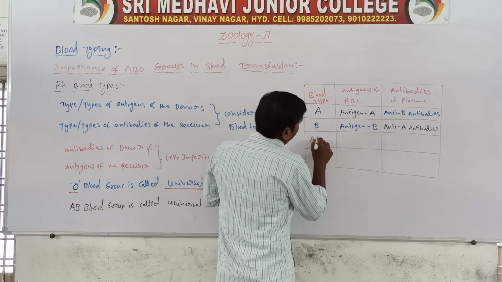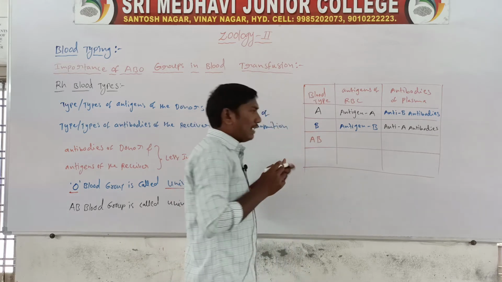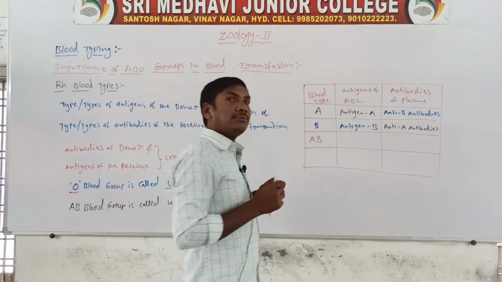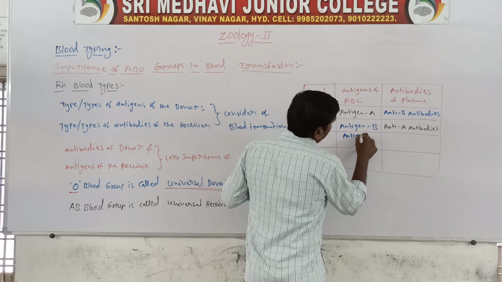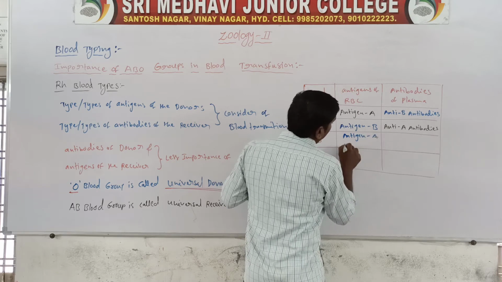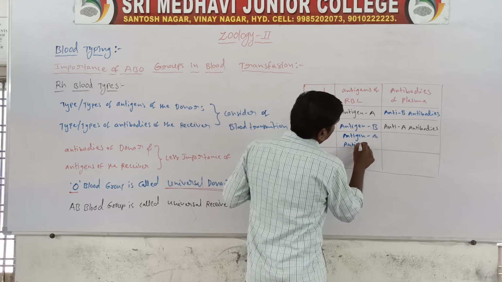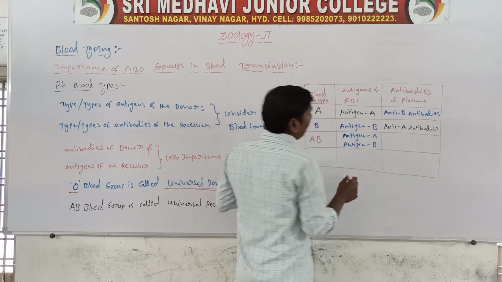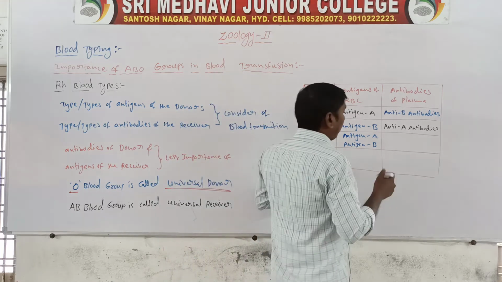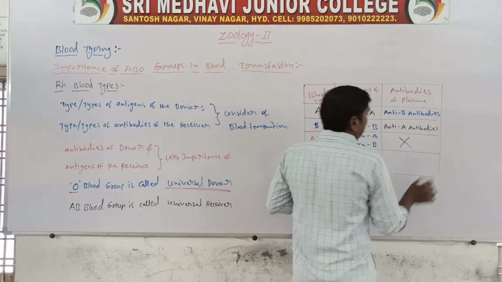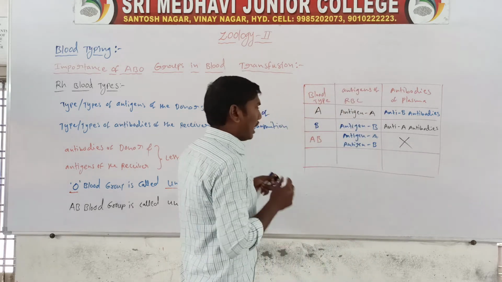Next one, the AB blood type. In the AB blood type, antigen A and antigen B are present, but the antibodies are absent.